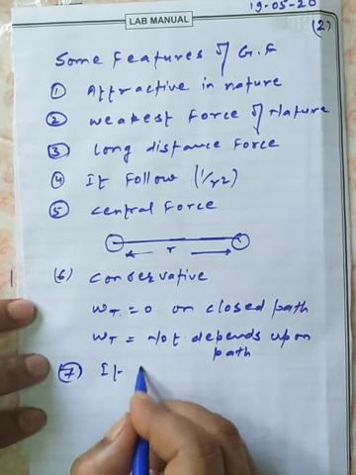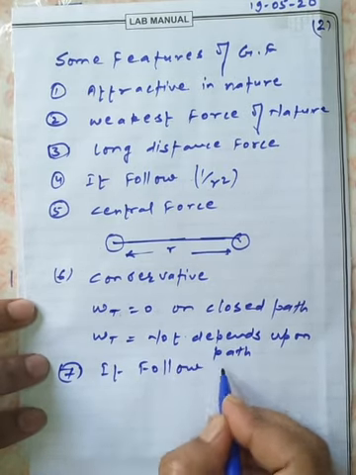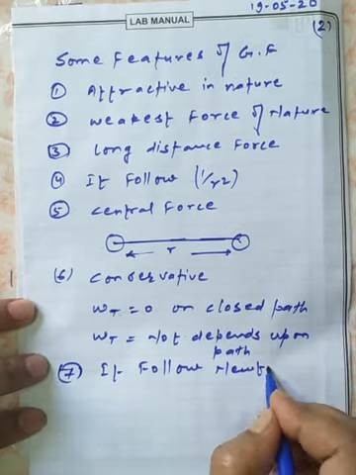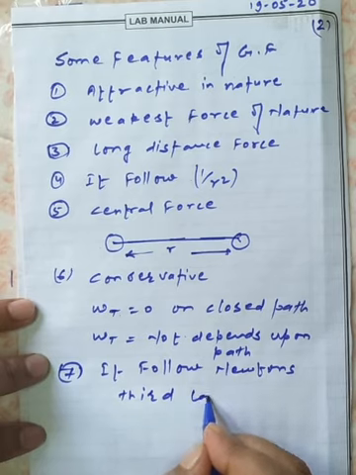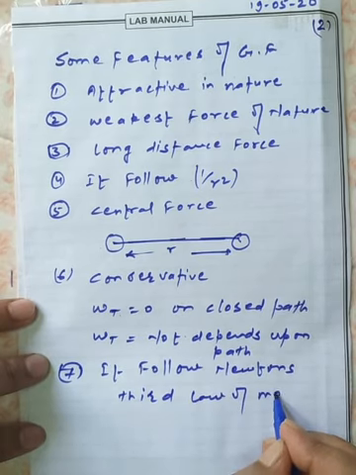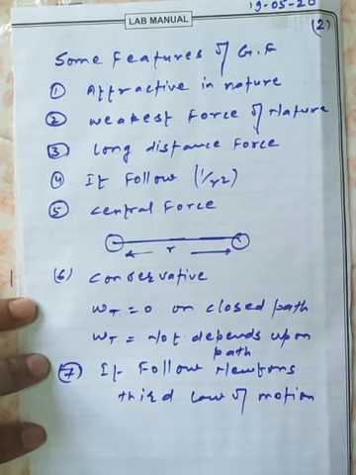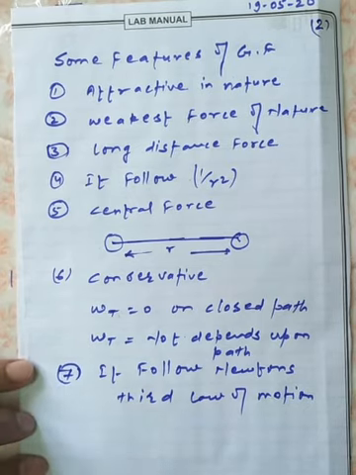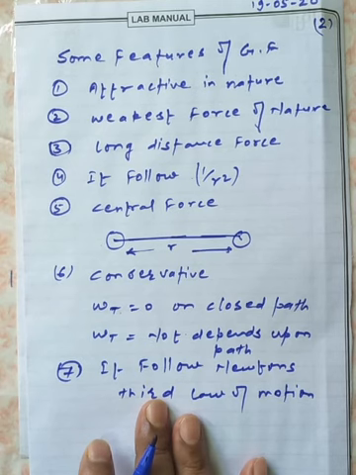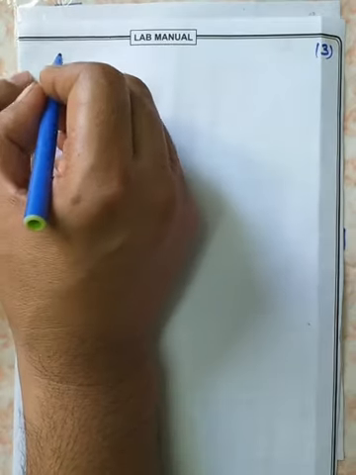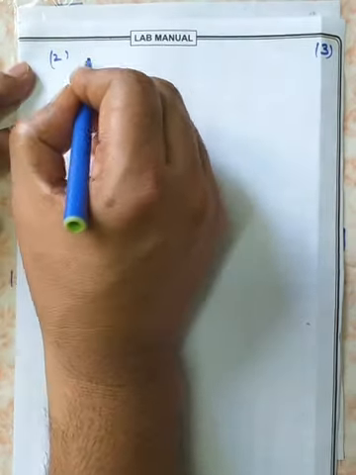Now point number 7, which is an important thing: it follows Newton's third law of motion. So these are the characteristics of the gravitational force. Now we have another force, called the electromagnetic force, and it also has many characteristics. The electromagnetic force is the second force.